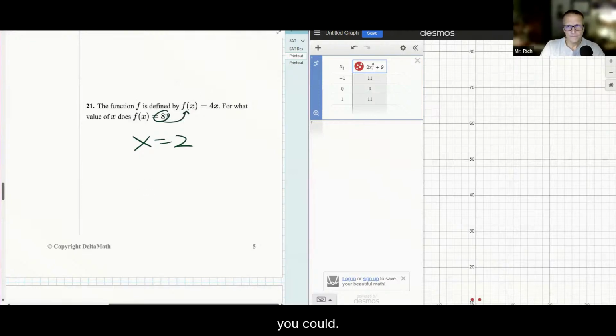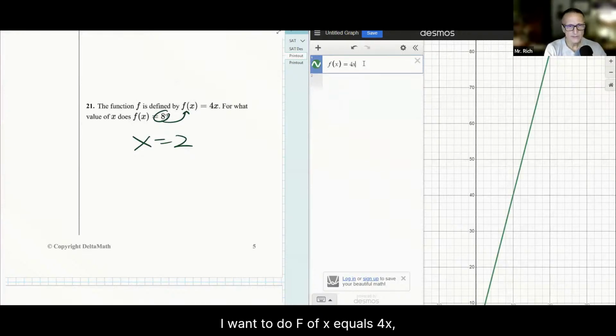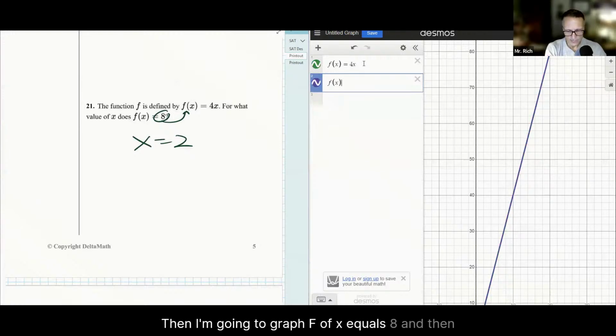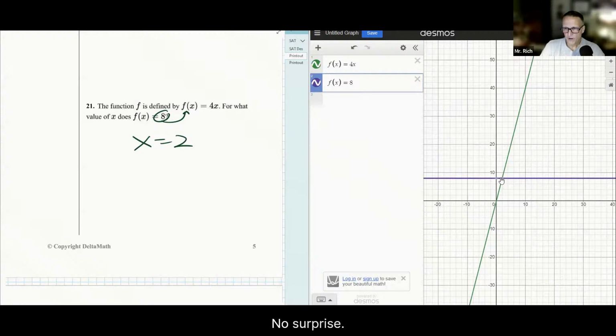However, if you were like, I just don't trust my algebra, you could say, well, I want to do f of x equals 4x. I'm treating this like a system of equations. I got f of x equals 4x. Then I'm going to graph f of x equals 8 and see where they intersect one another. No surprise, they intersect at an x value of 2.